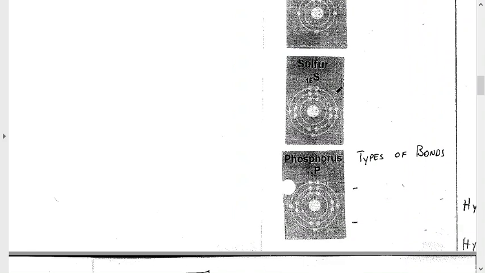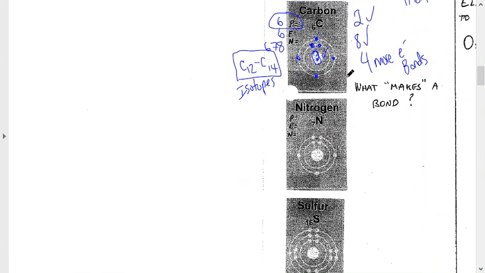All right, I'm going to skip the rest of these. Let's go ahead and answer this question here. What makes a bond? Well, the sharing of electrons. Every time you share an electron, you form a bond.